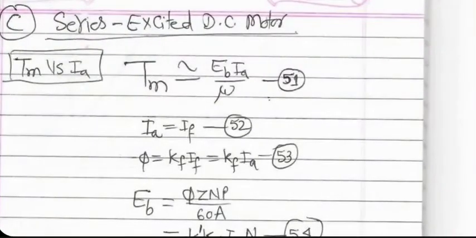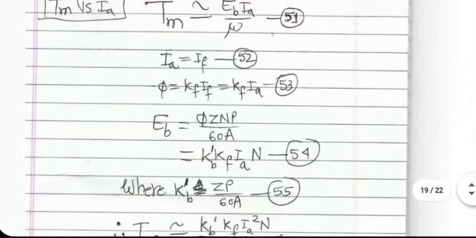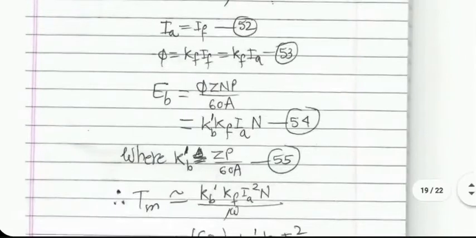Tm we have already seen as EB IA divided by omega approximately. And now for series motor, IA is same as IF. And phi is KF IF. KF is a known constant. That means KF into IA. EB is phi Z and P divided by 60A. There you plug in value of phi as KF into IA. And the rest of the constant is what I'm denoting as KB prime. So Tm versus IA.